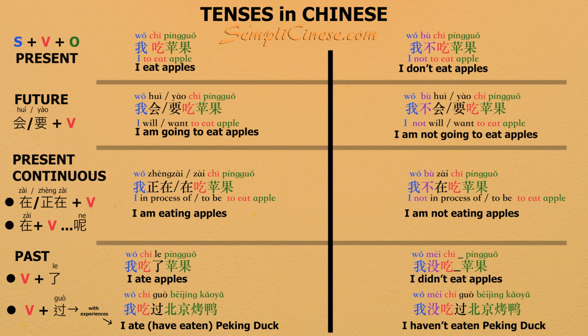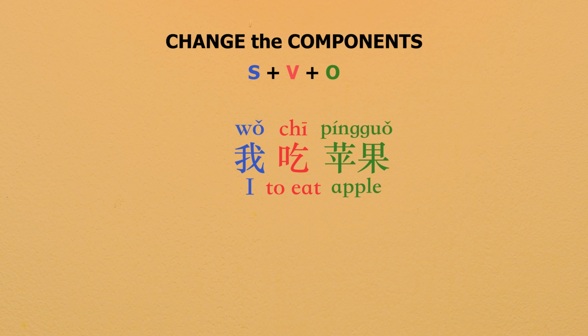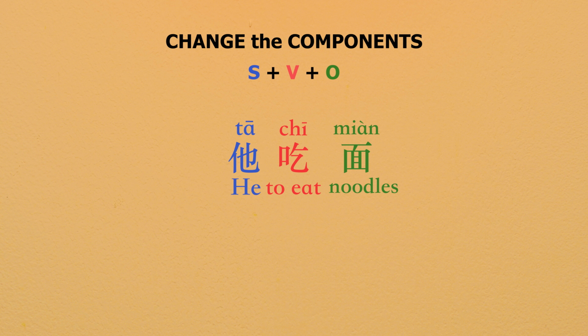On the right side, you have all the negative forms. Take a screenshot because it will be useful in the future. Notice that in the present continuous, we normally just negate the form with 在, and in the past we use 没 and the 了 disappears. Now you just have to change the components of a sentence in Chinese. For example, we can just change the object: 我吃面, I eat noodles. Or we can change the subject: 他吃面, he eats noodles. You can also change components in the screenshot that you took before.